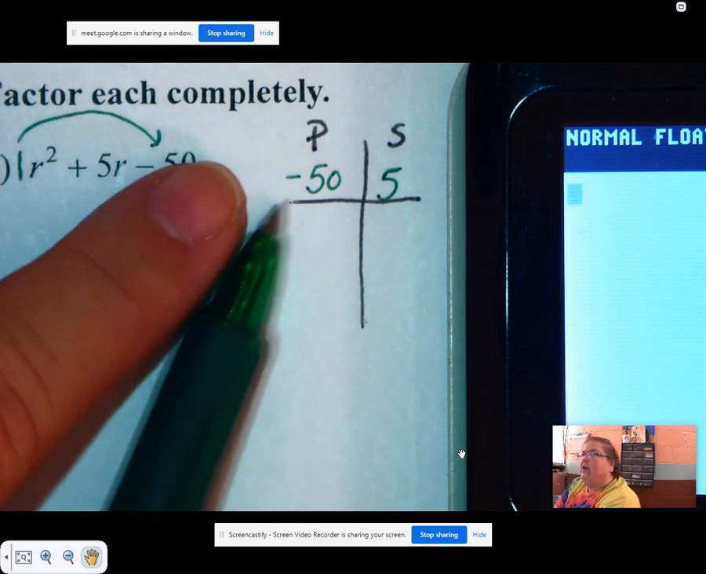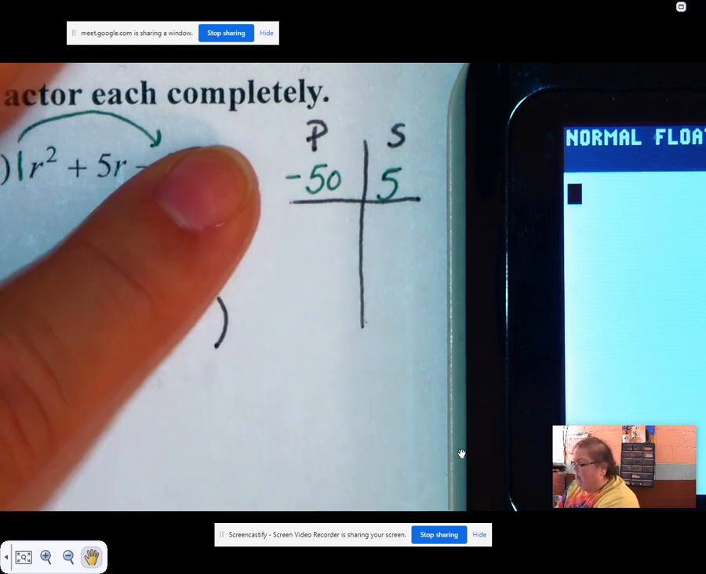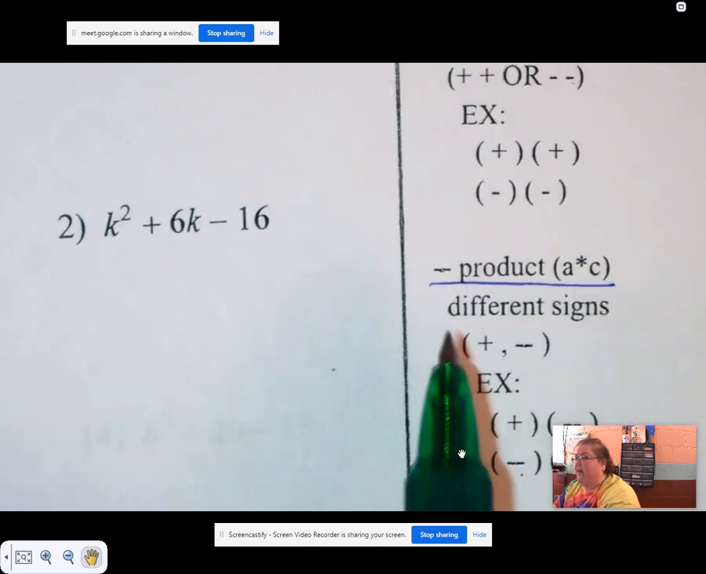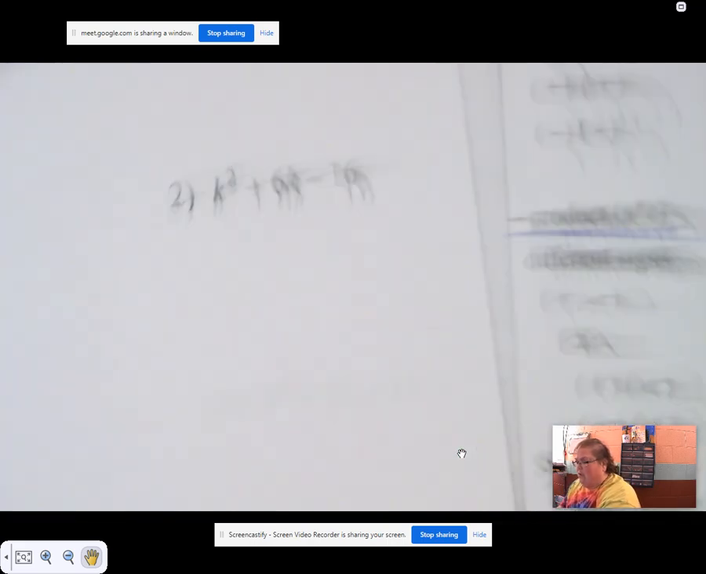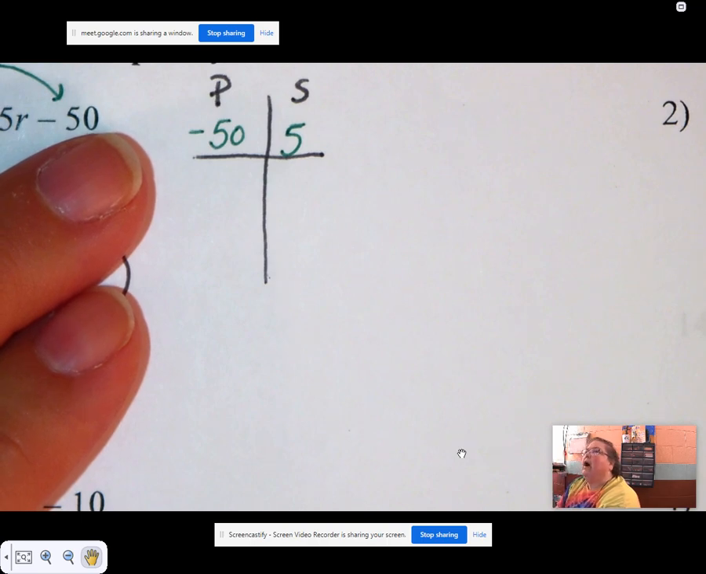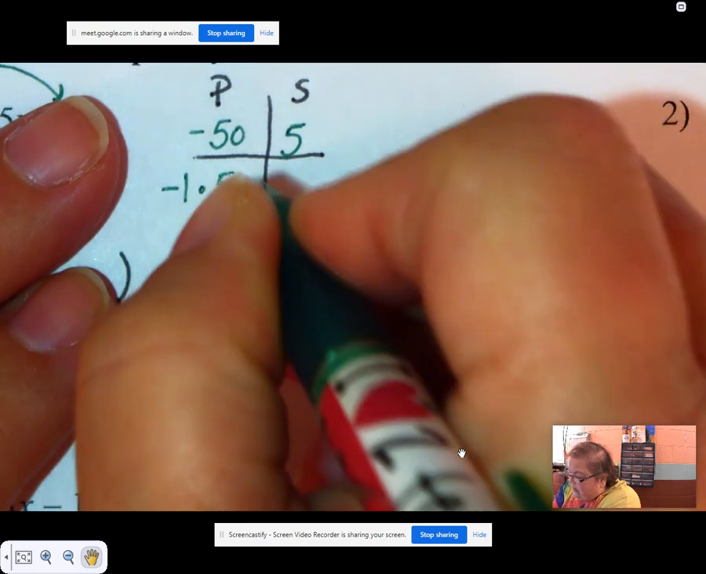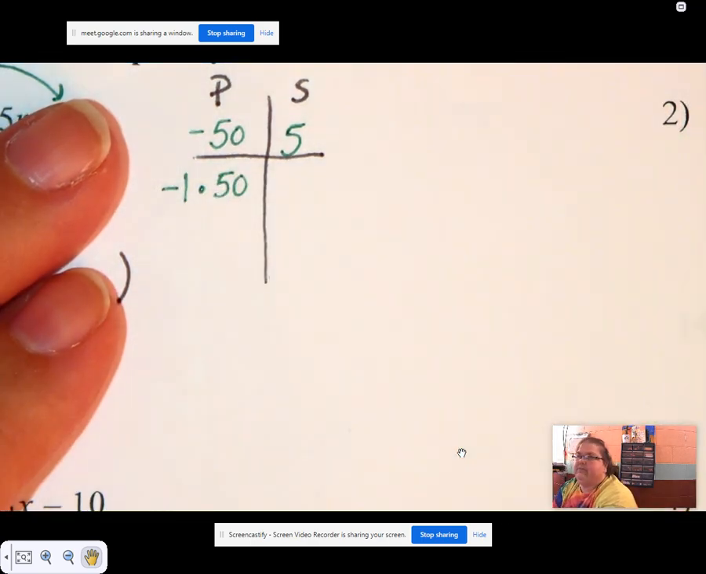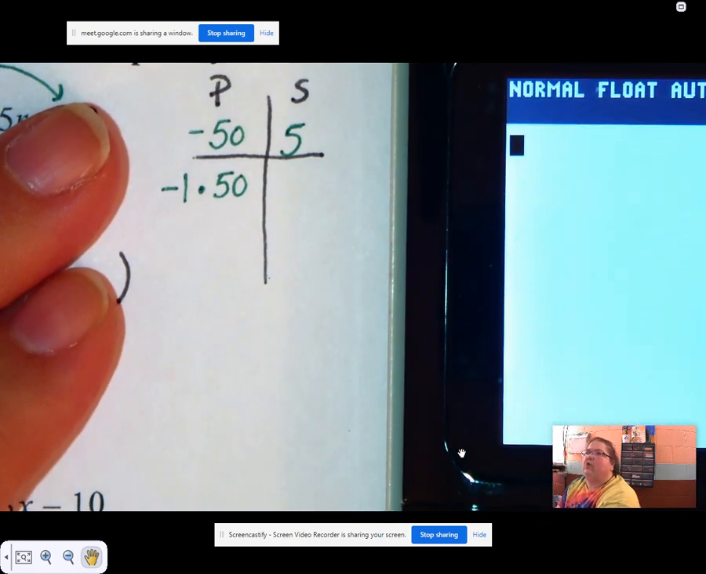So what numbers will I multiply together to get negative 50? Well, as we said, if I have a negative product, what kind of signs do I have? Different ones. So now, because of space and the way I write, huge, I always make the first one negative and the second one not. That's just, it's on the outside, it makes it easier for me. Okay? We always start with 1. For now, we always start with 1.